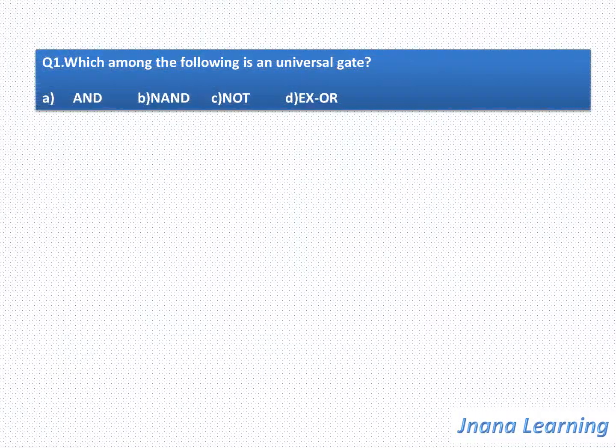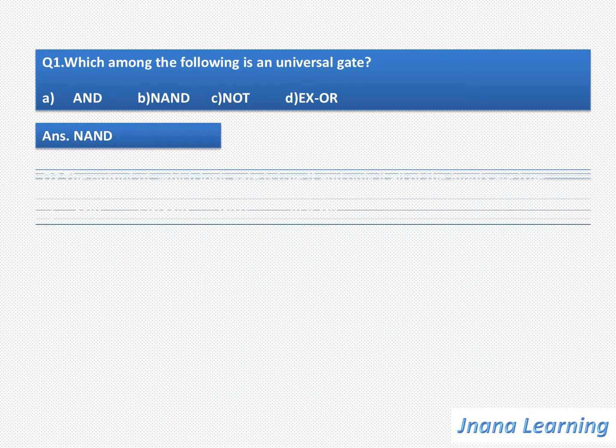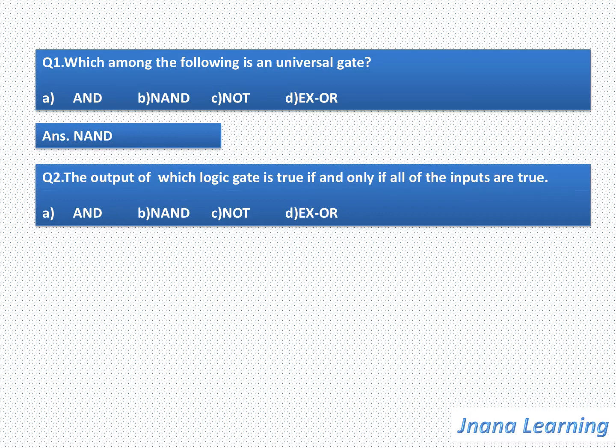Which among the following is a universal gate? Options: AND gate, NAND gate, NOT gate and XOR gate. Answer is simple: NAND gate. Second question, the output of which logic gate is true if and only if all of the inputs are true? Options: AND, NAND gate, NOT gate and XOR gate. Correct answer is AND gate.